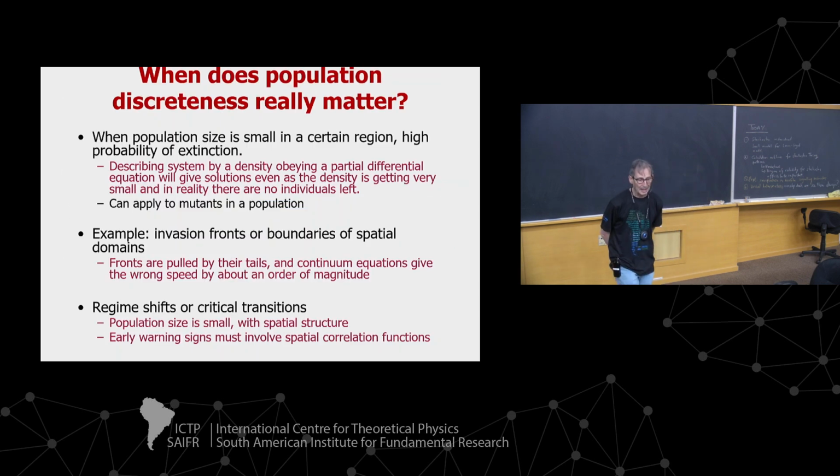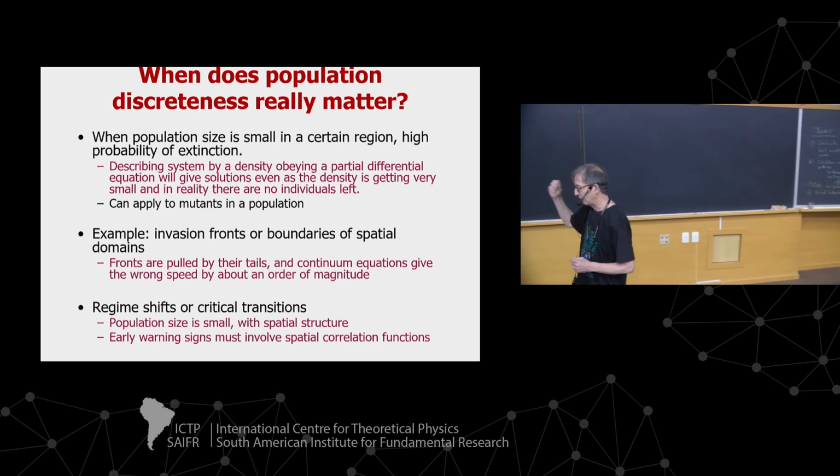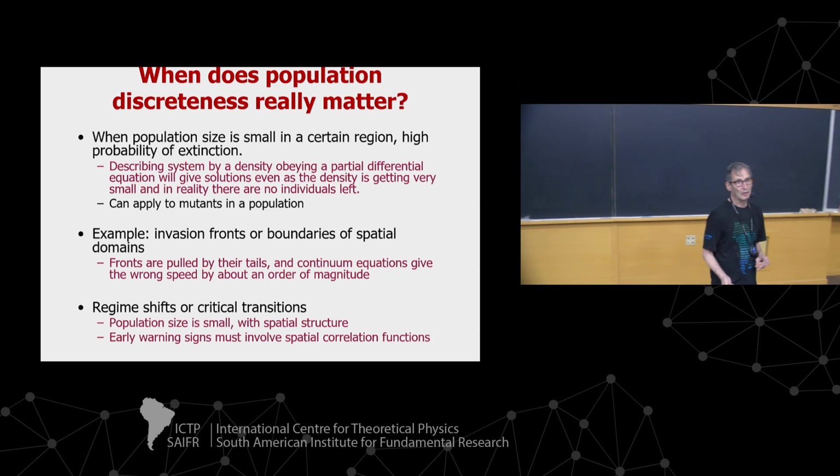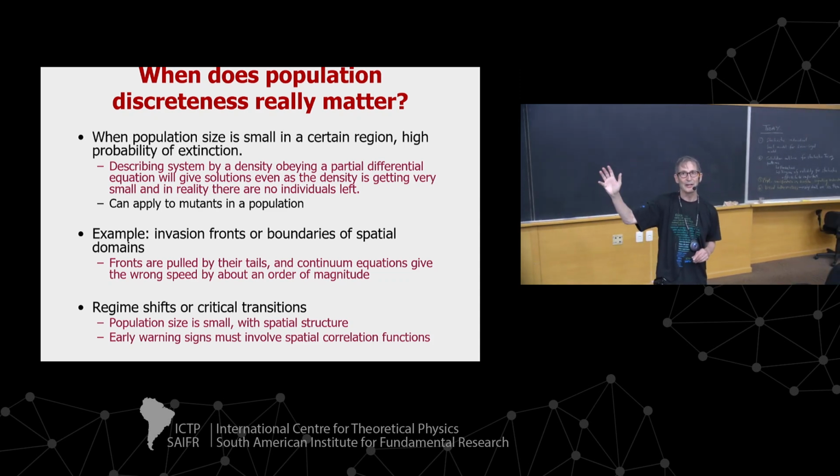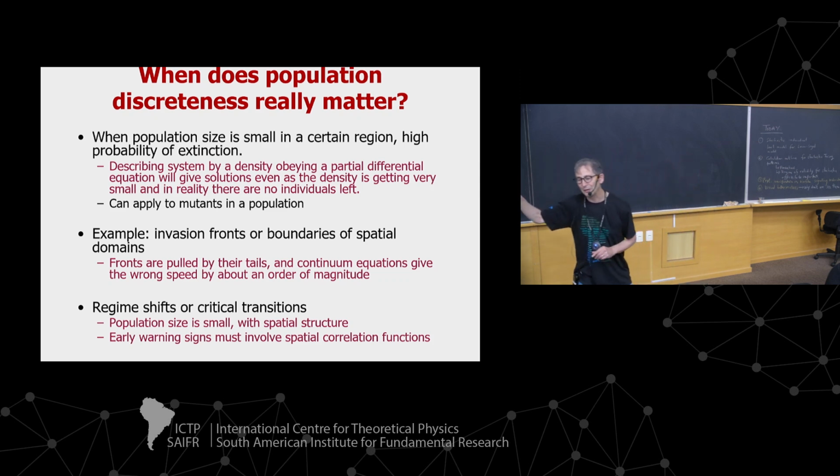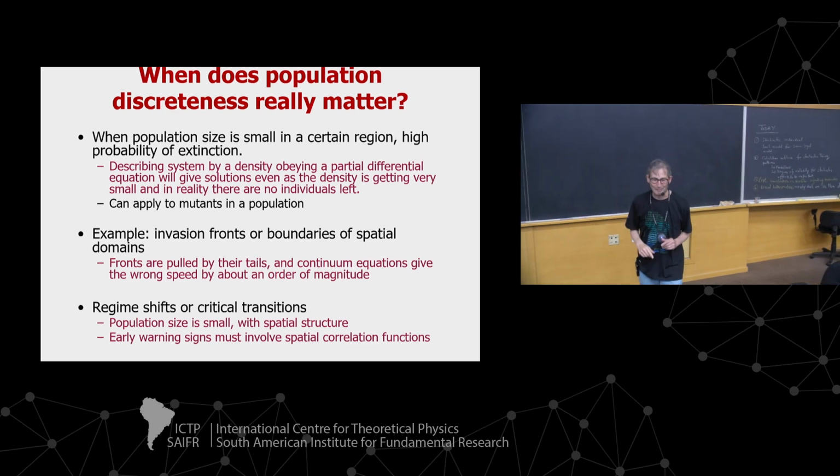Okay, so when does population discreteness really matter? It matters when the population size is small in a certain region where there's a high probability of extinction. That can describe any system which is described by a density obeying a partial differential equation. In a discrete individual level model, as the number of individuals gets smaller and smaller, 10, 9, 8, 7, 6, 5, 4, 3, 2, 1, 0, then it stops. By the way, I used to run a NASA Astrobiology Institute, and NASA likes countdowns, so that's why I knew how to count backwards from 10. But if you have a partial differential equation, as you keep going down, the equation will keep on going, even though it should have stopped, even though there was only a fractional number of individuals left. So where population size is small in a region with a high probability of extinction, you absolutely need this level of description.